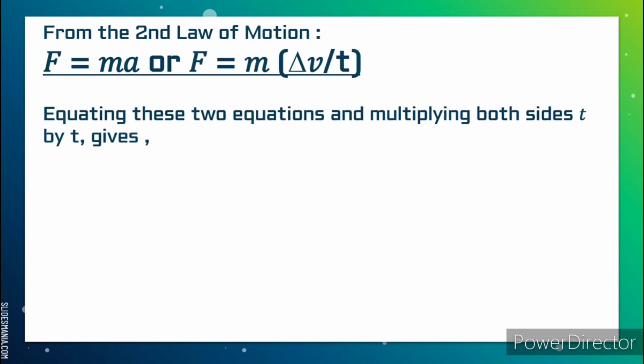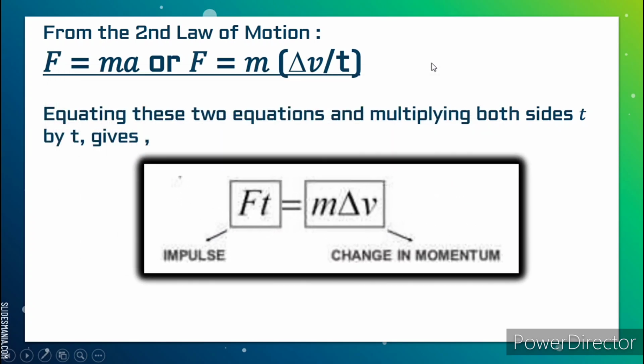Next naman, from the second law of motion, alam na natin yan, F is equal to mass times acceleration, or force is equal to mass times the change in velocity all over time. Tatanungin nila, paano nag-iba yan? Take note that acceleration is also equal to change in velocity all over time. Kaya wala pong problema kung ang gagamitin natin ay mass times acceleration or mass times change in velocity all over time.